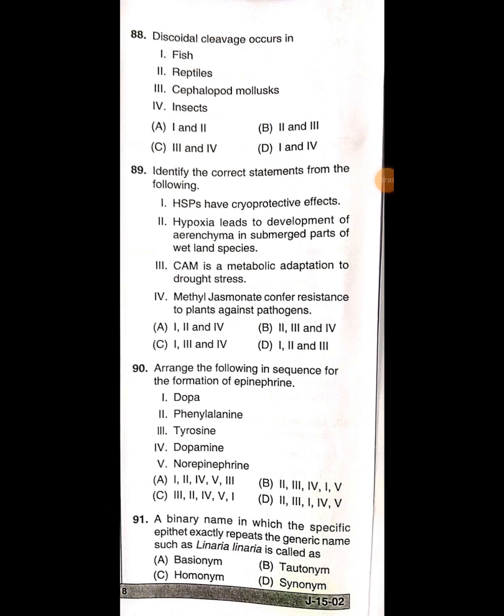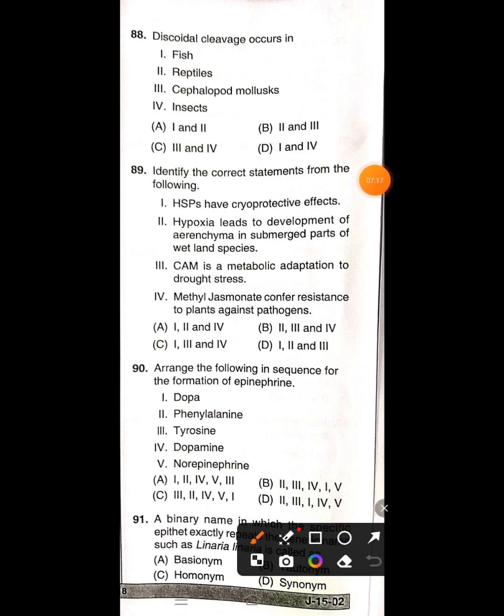Discoidal cleavage occurs in... statements are given: fish, reptiles, cephalopod, mollusks, insects. You have to pick two correct options. So the correct answer is 1 and 2. Okay, they consist of discoidal cleavage. So they are showing discoidal cleavage in their life cycle. Let's see the next question.